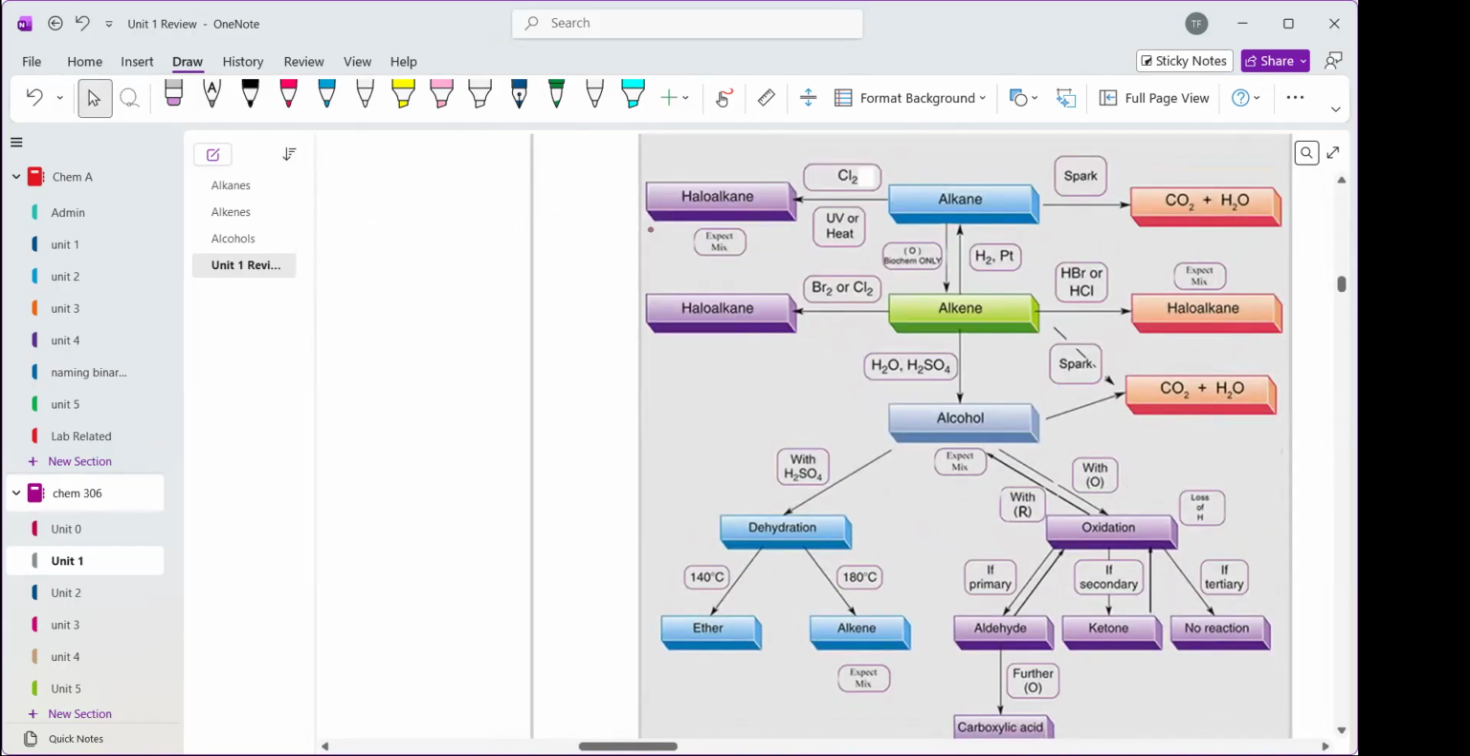Okay, so we've got an alcohol and it's undergoing dehydration under acidic conditions at 140, which forms an ether, and at 180, which forms an alkene. Now, this tells you how stable the alcohol is compared to the alkene, because we've got to add a ton of energy to make this happen. And what we're going to do is pull off water, so this is going to be plus water. Now, frequently with the alkene, you get a mixture.